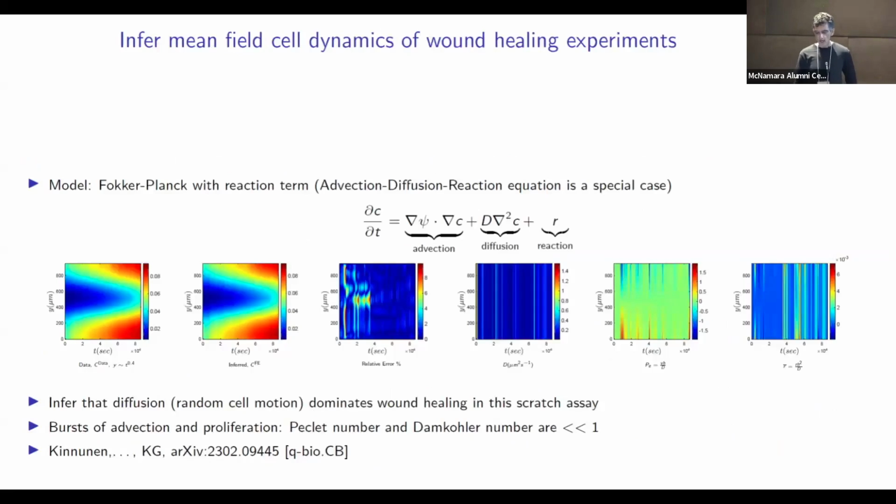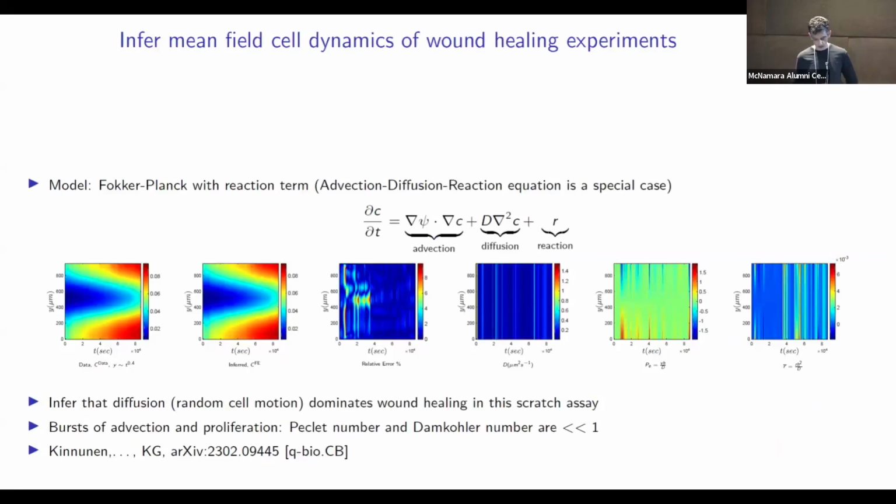All right. So we've done this for exactly this wound healing problem that you've seen. We work with the Fokker-Planck equation with the reaction term. A simplified form of the Fokker-Planck equation is what is called the advection diffusion reaction equation. It's written here in this form. I've highlighted all the different types of mechanisms that are acting here. All right, let's look at some of these images.